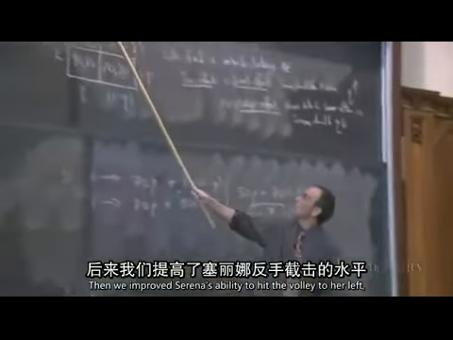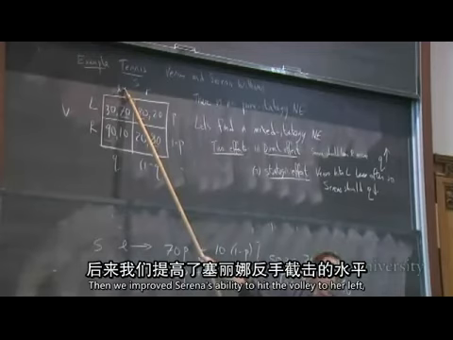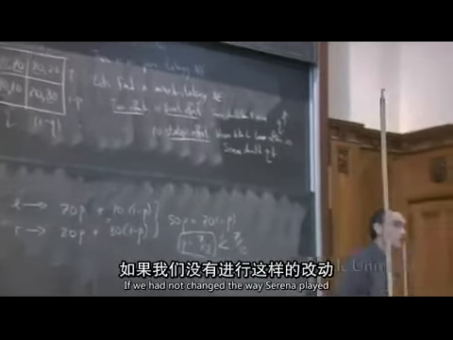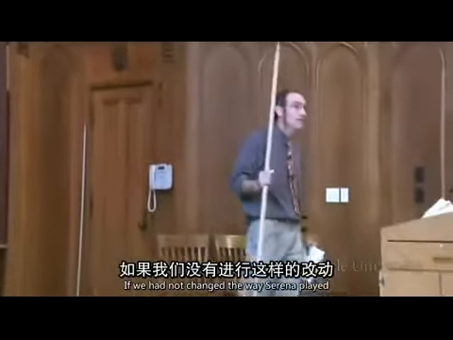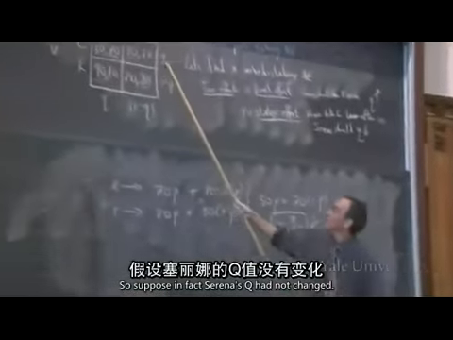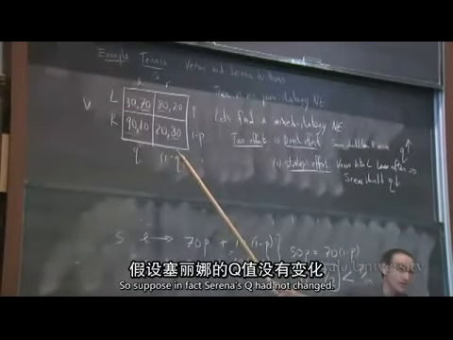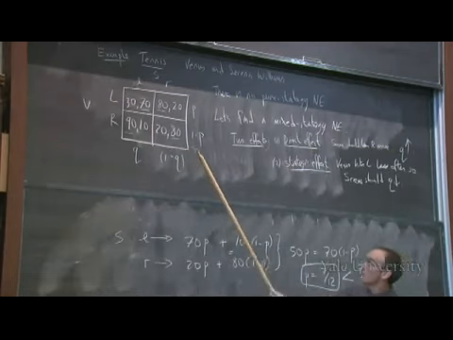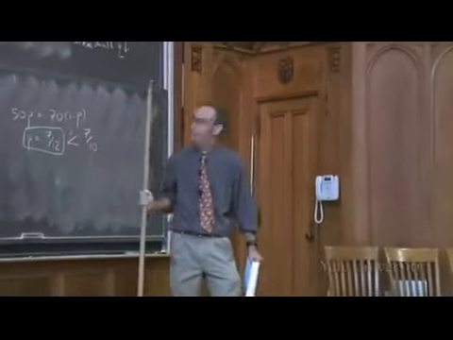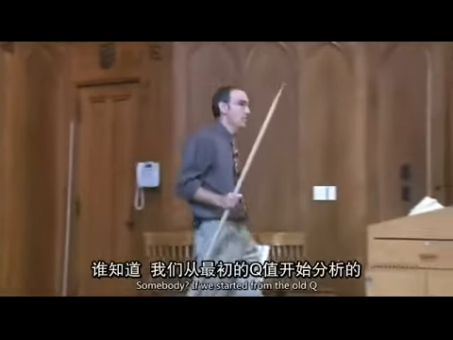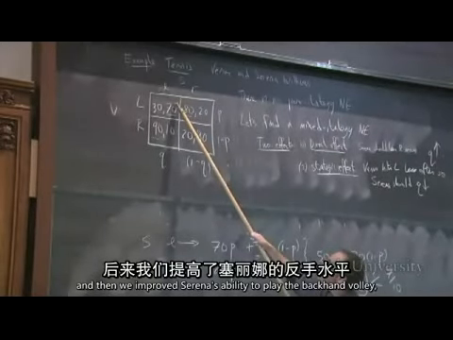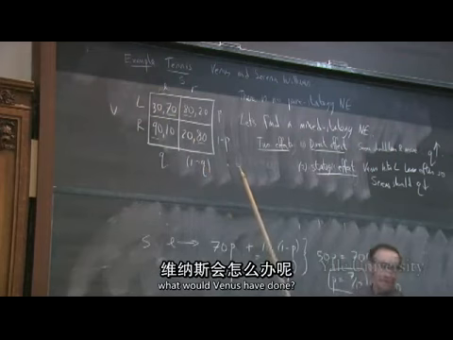Then we improved Serena's ability to hit the volley to her left. It improved her backhand volley. If we had not changed the way Serena played, then what would Venus have done? So suppose, in fact, Serena's Q had not changed. If Serena's Q had not changed, remembering that Venus was indifferent before, how would Venus have changed her play? Somebody? So if we started from the old Q, and then we improved Serena's ability to play the backhand volley, and if Q didn't change, what would Venus have done?